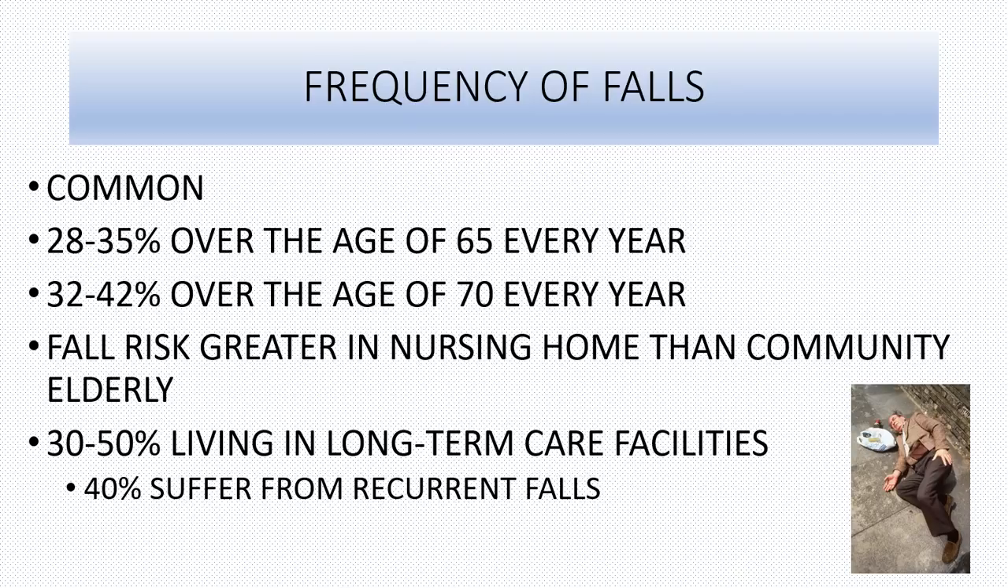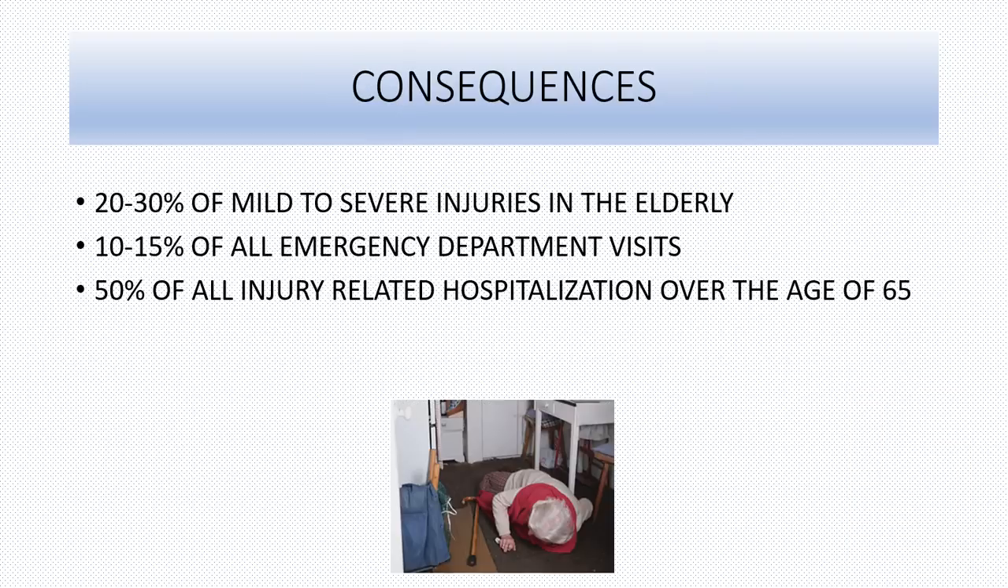Patients who are in nursing homes tend to fall more frequently than community-dwelling elderly, which makes sense because you would assume that patients in a nursing home are more frail, likely have more comorbid conditions, are less able to take care of themselves. If you look at people living in a long-term facility, anywhere from 1/3 to 50% of individuals living in long-term facilities sustain a fall every year, and about 40% of these patients sustain more than one fall per year.